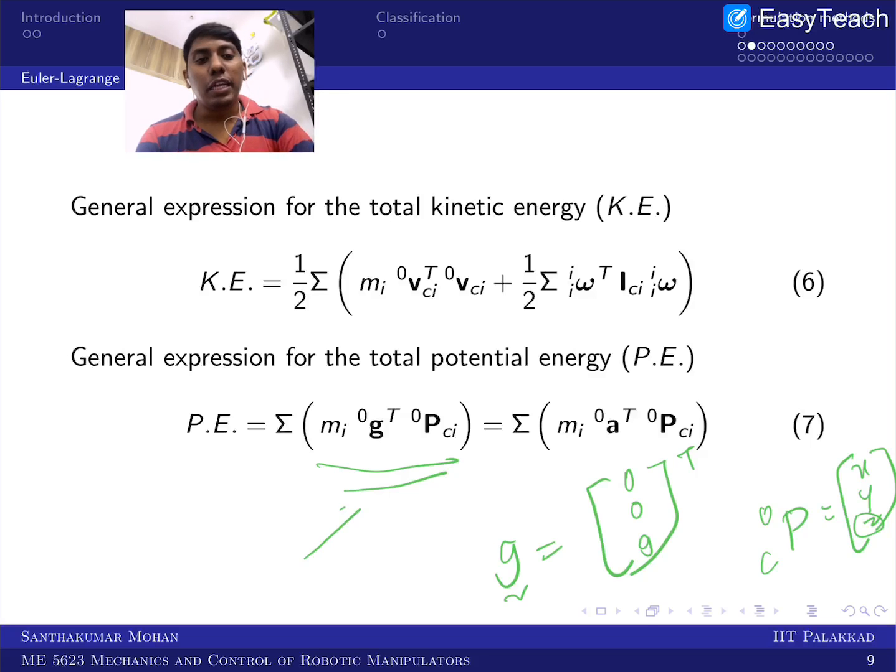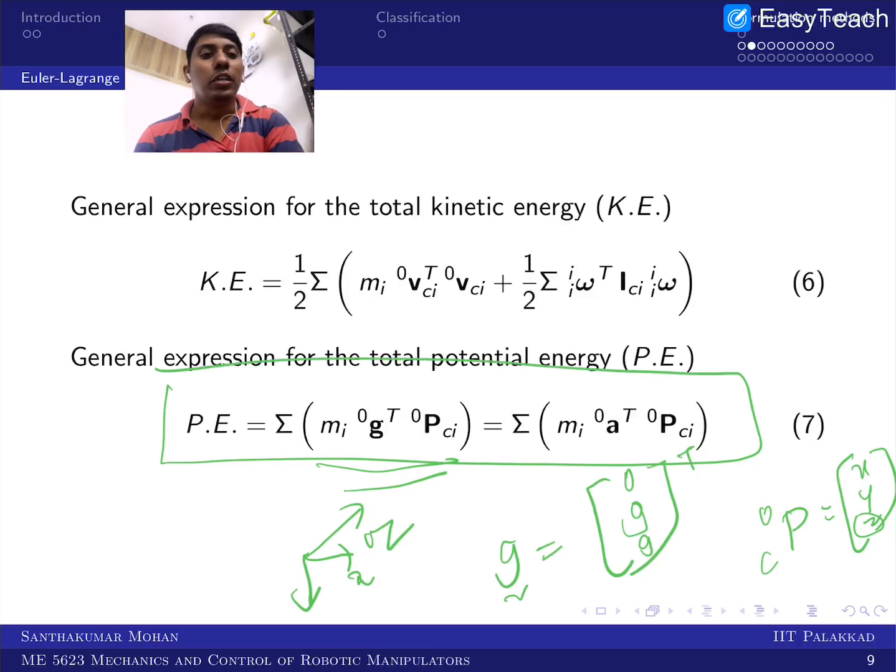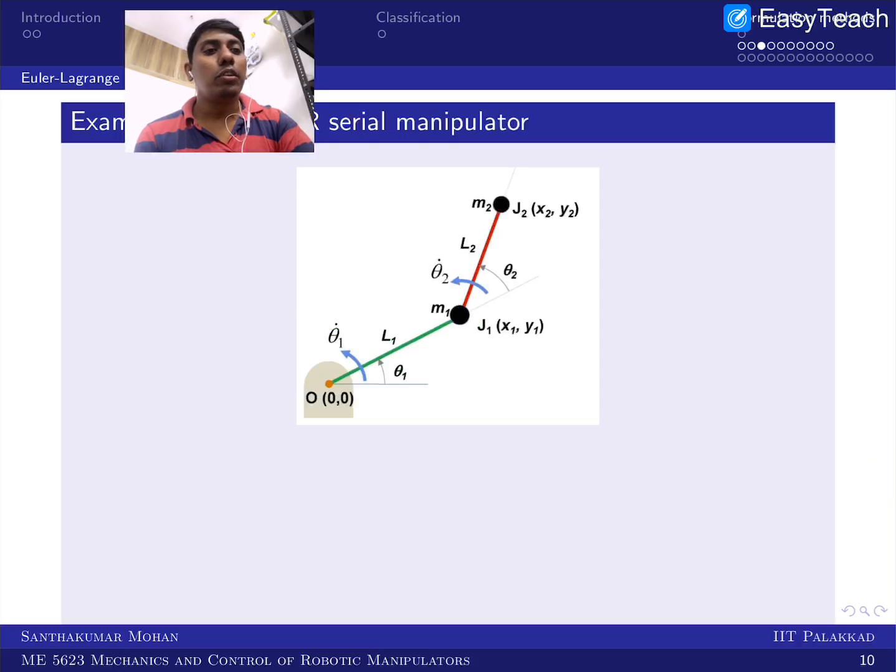Now I am taking this as the z axis and this as the x axis, and somehow this is the y axis. Then you can see that this is not going to happen like this, right? So then you can see that the g will come somewhere else. That's why we are writing it in a general form. You can see that this is the potential energy relation. Okay, so now the potential energy is done.